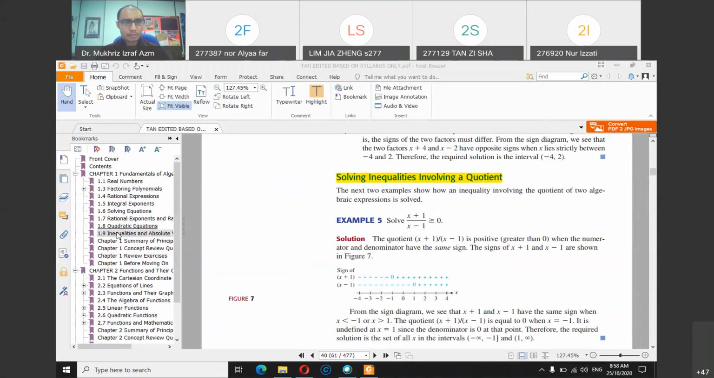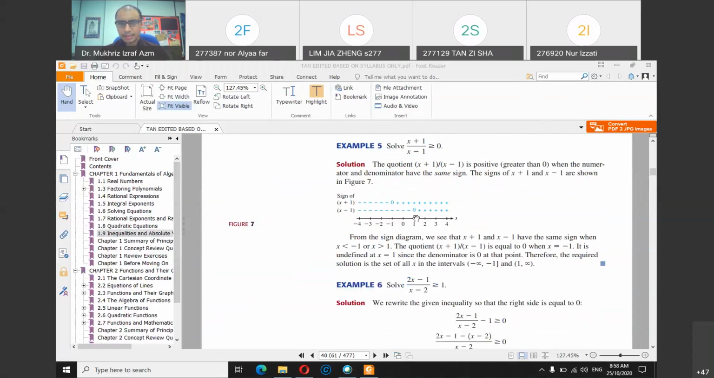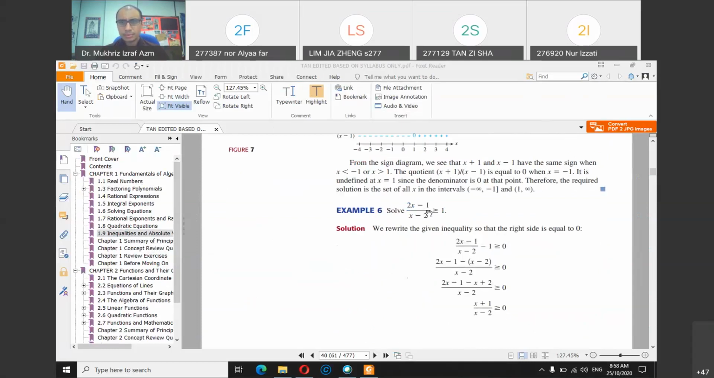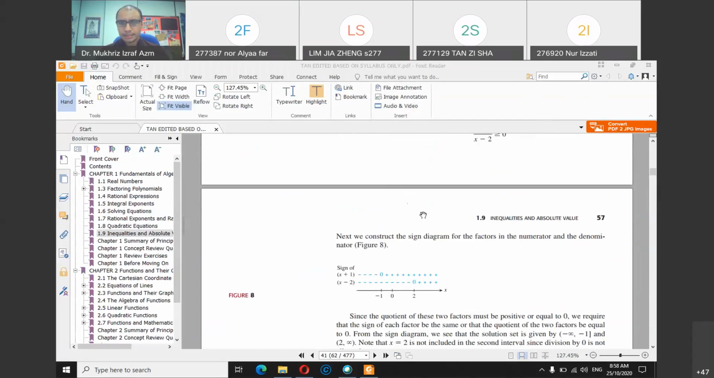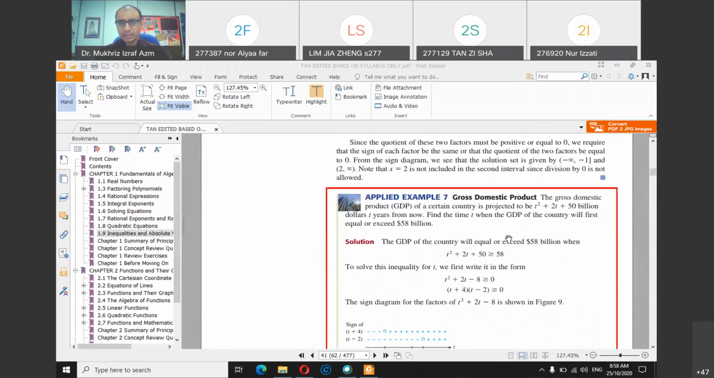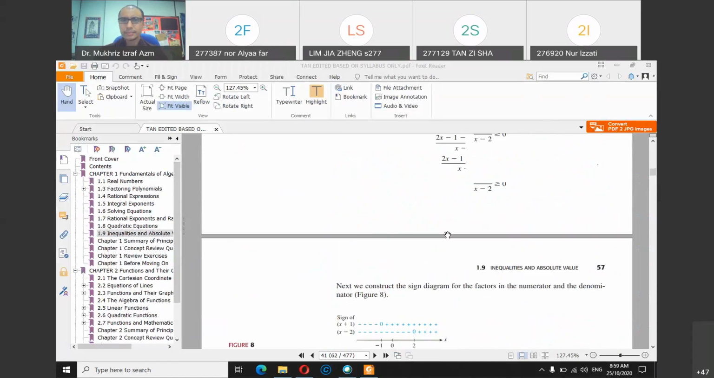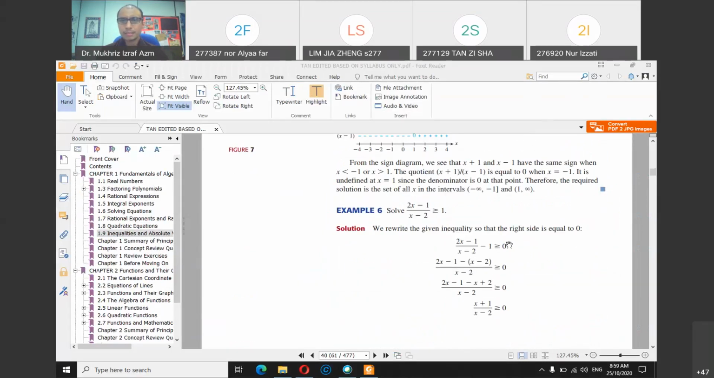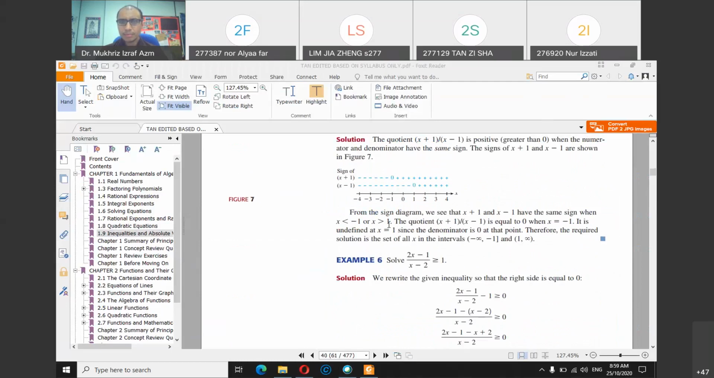Okay, so the last part in topic number 2 in your syllabus, or chapter 1 in the Tan textbook, is on inequalities. I will not go through the use of this diagram to show the inequalities, because I'm more interested in the application here. But the word inequalities, you should be familiar with the signs more than or equal to, less than or equal to.